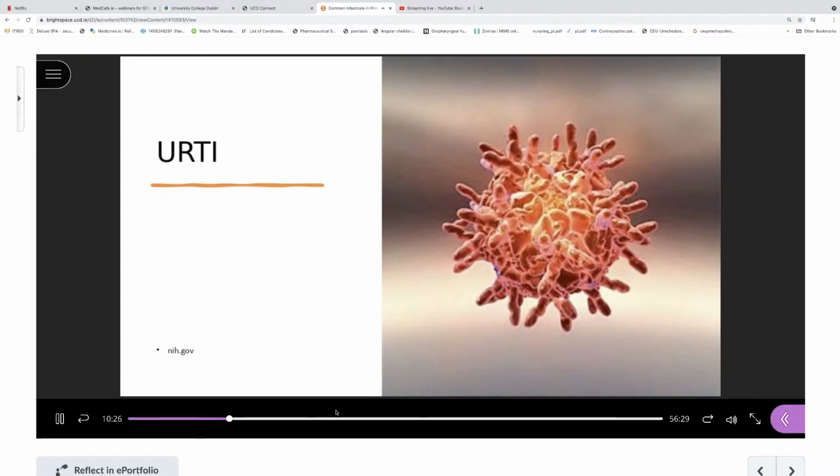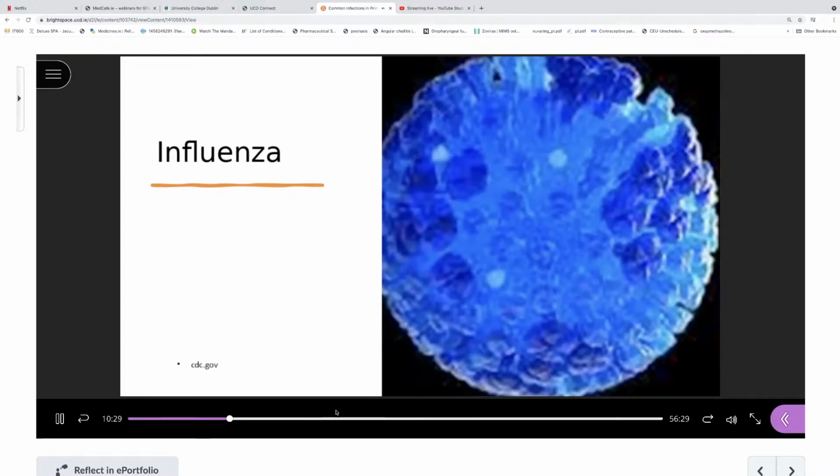So influenza, of course, is another very common viral respiratory illness. Amazingly, in the past season, there have been no cases reported in Ireland, according to Public Health.